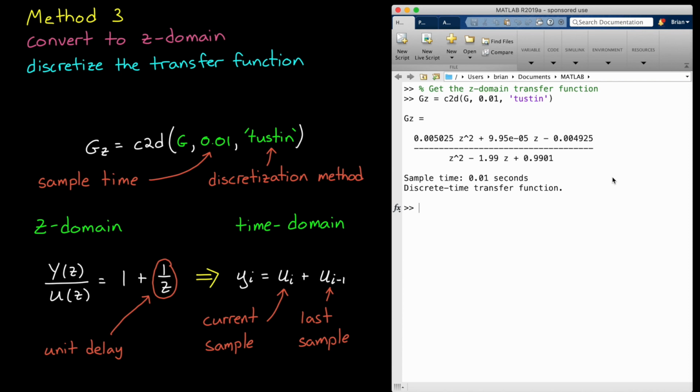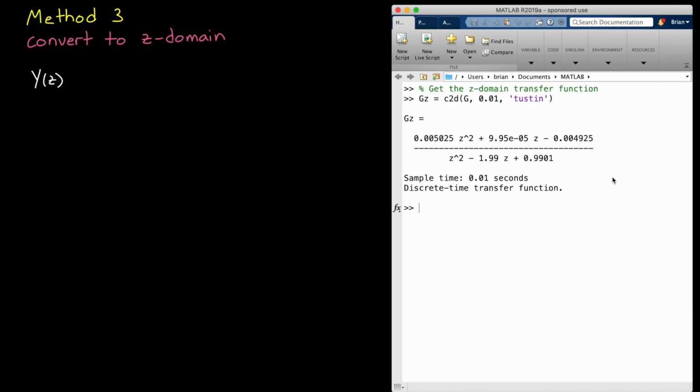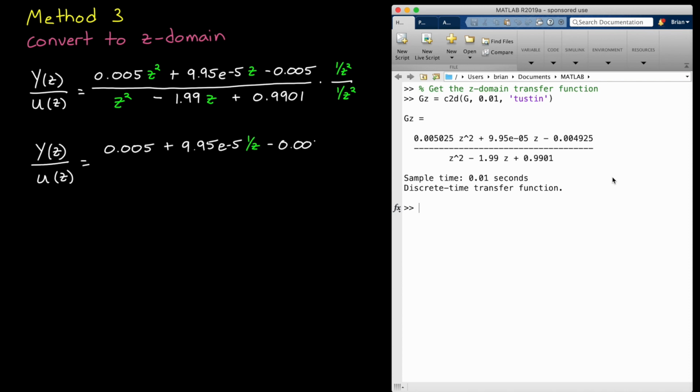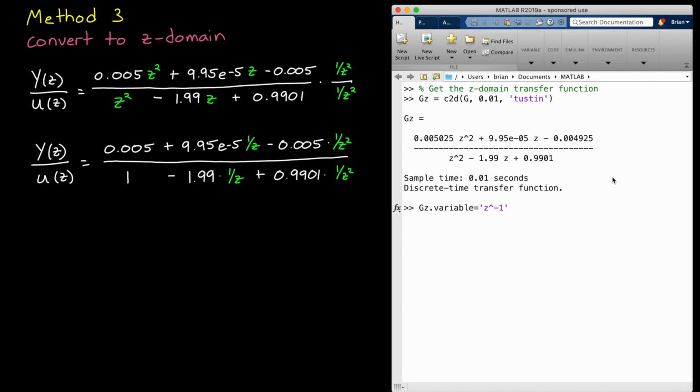Since it's this easy, we can essentially just do the conversion in our head and write out what the time domain equivalent is directly. For our transfer function, we don't have any obvious 1 over z's anywhere, but we can divide the numerator and denominator each by z squared to write this as rational expressions of inverse z. Alternatively, in MATLAB, we could just change the displayed transfer function to use z inverse as the variable with this command.